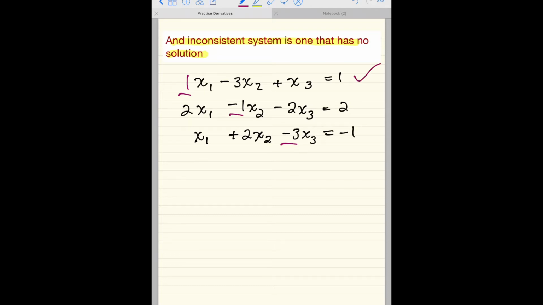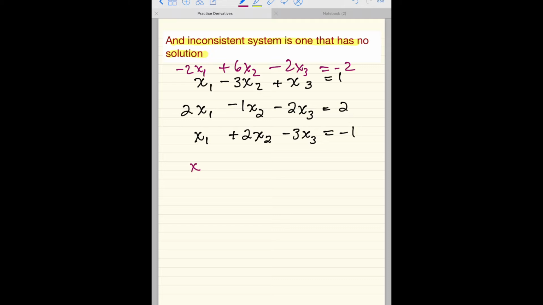So I'm fine here. What I'm going to do is multiply the first by -2 because I want to combine it with the second. Our goal is to get a 0 right here and here, okay? Those are our goals. So I'm going to multiply the first by a -2, and then I'm going to combine it. So what would happen if I multiply by a -2? This will be -2x1, positive 6x2, -2x3 equals -2.